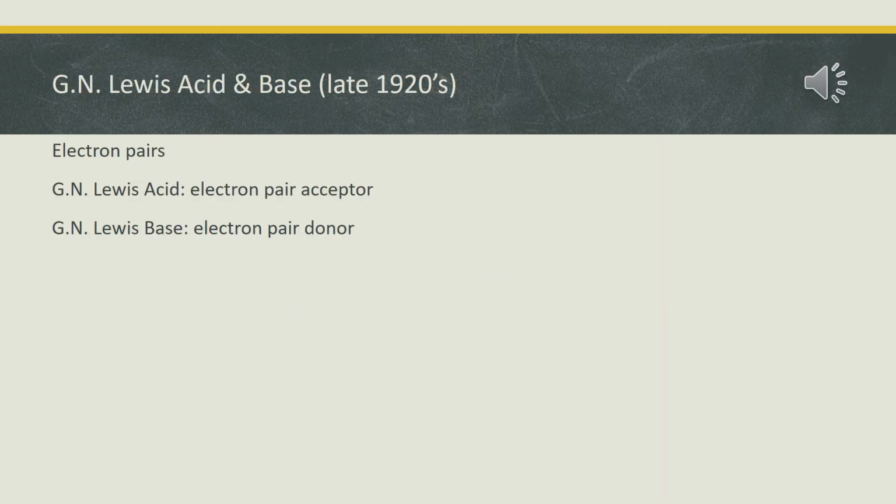Later in the 1920s, G.N. Lewis gave us definitions for acids and bases. His name might be familiar to you if you remember drawing Lewis structures where we did the molecules and we put the electrons in and we always paired up the electrons. So everything he tended to do worked with electron pairs, and same thing here. A Lewis acid is an electron pair acceptor and a Lewis base is an electron pair donor. Off this slide, write down Lewis acid and Lewis base.